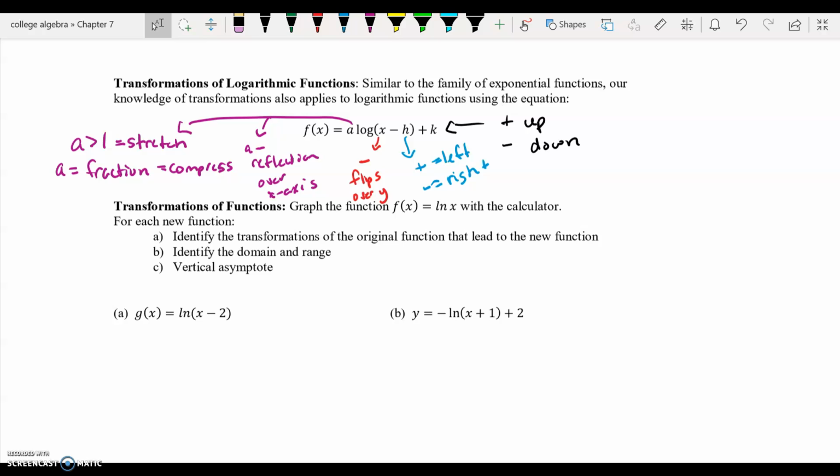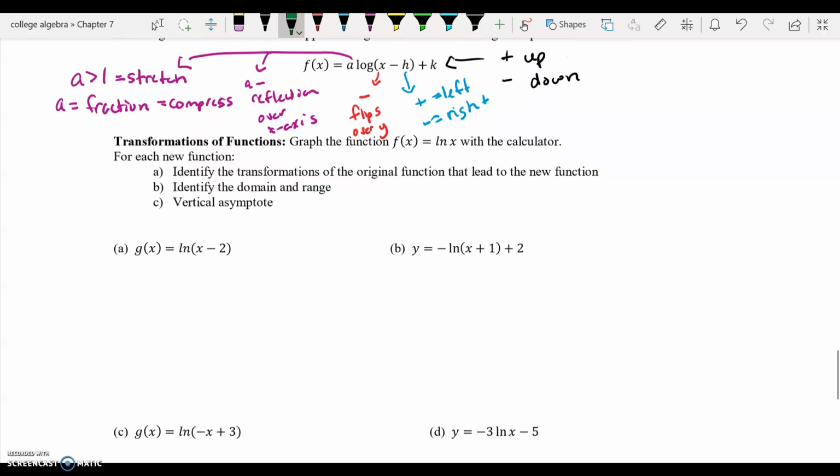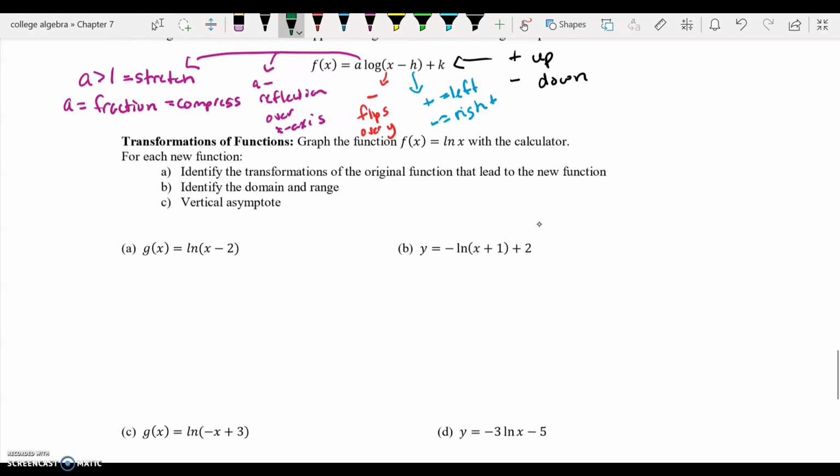So I don't want you to graph on the homework. There's 3 problems like this. I just want you to identify the transformations, tell me the domain and range, and the vertical asymptote. So on this one, what am I going to do? I'm going to shift it right 2 units.